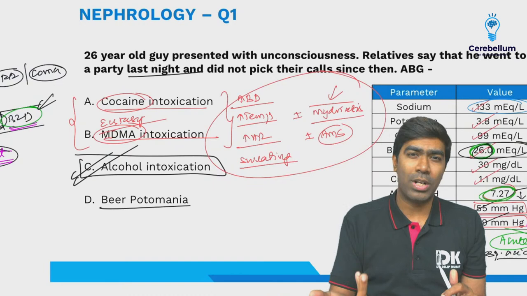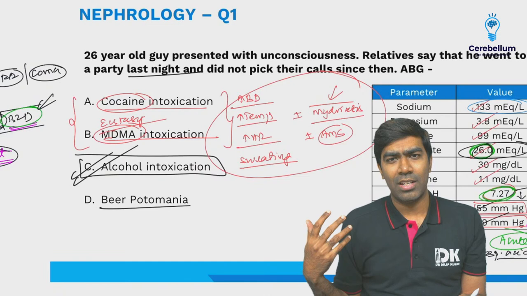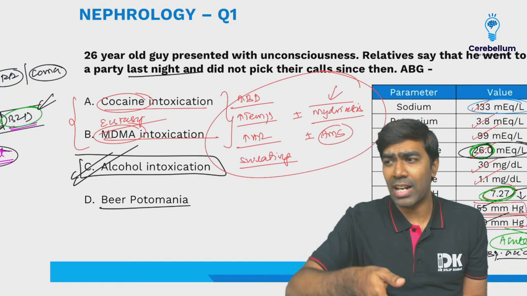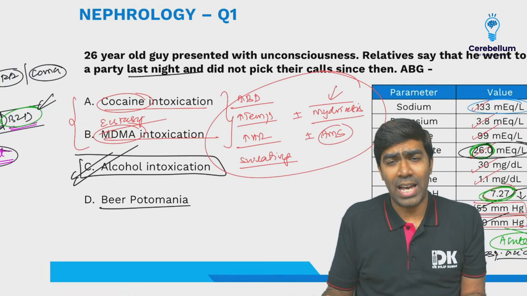But look at the clinical picture, man. One of the AIIMS questions asked, like a year ago, I guess, gave a patient suffering from renal failure and vomiting, and the entire ABG was normal. So how can you rule out an acid-base problem in a patient who's having renal failure and who's continuously vomiting?